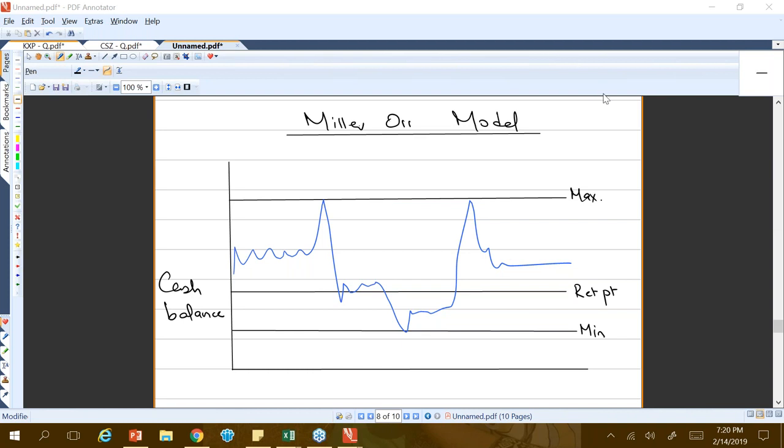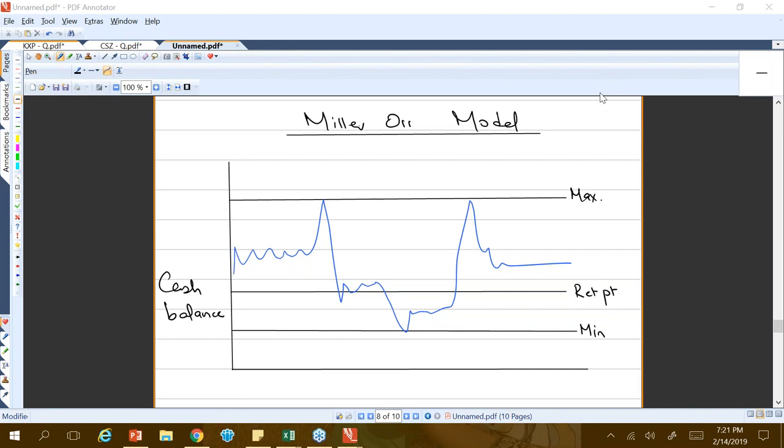Can anyone here tell me why these limits are set? So what is the maximum limit? What is the minimum limit? What is the return point? What do you know about it? Minimum cash to be held. Maximum limit is where we start investing cash in the short term. Minimum limit is cash should not fall below this because of budgets.